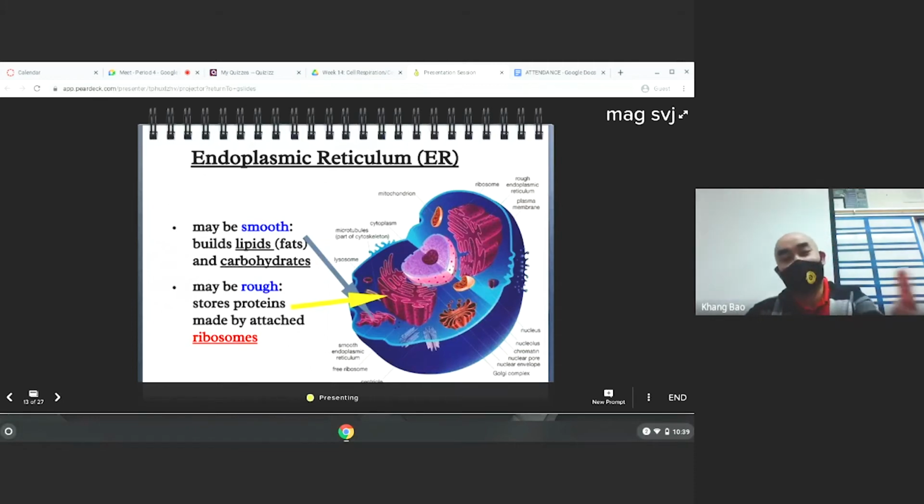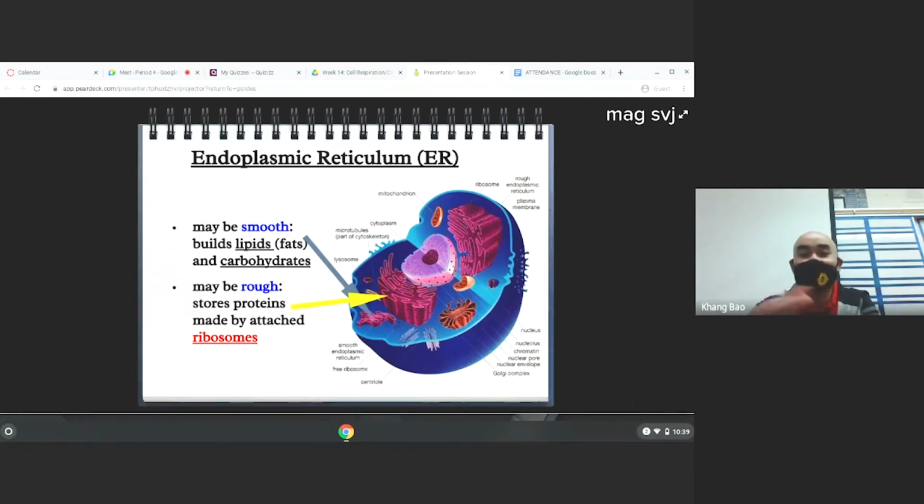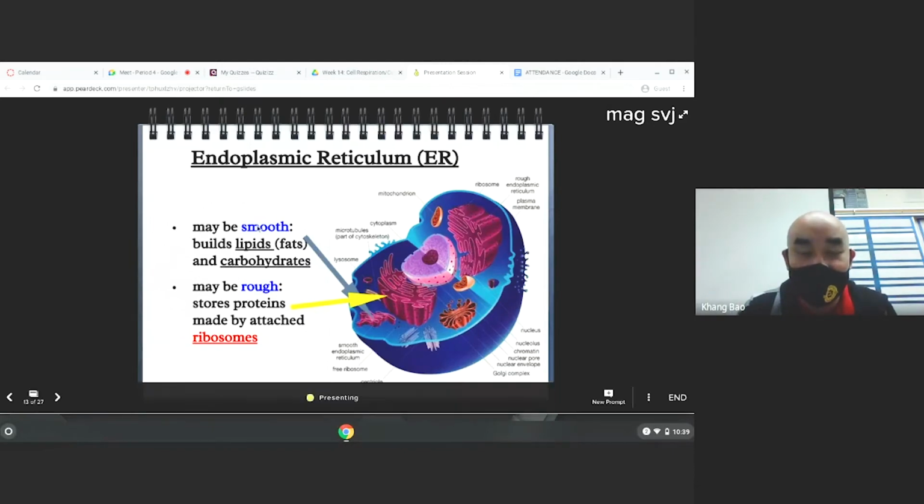And how do I remember that smooth makes lipids? Because if you have a few fats, they're smooth, right? Fat is smooth. And that's how I remember it: smooth ER builds lipids, or fats, and also carbohydrates, carbs, right? Remember the four macromolecules?